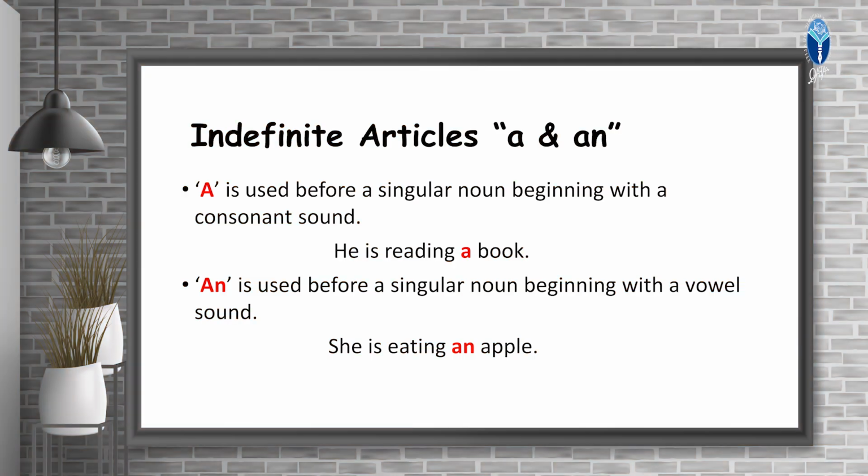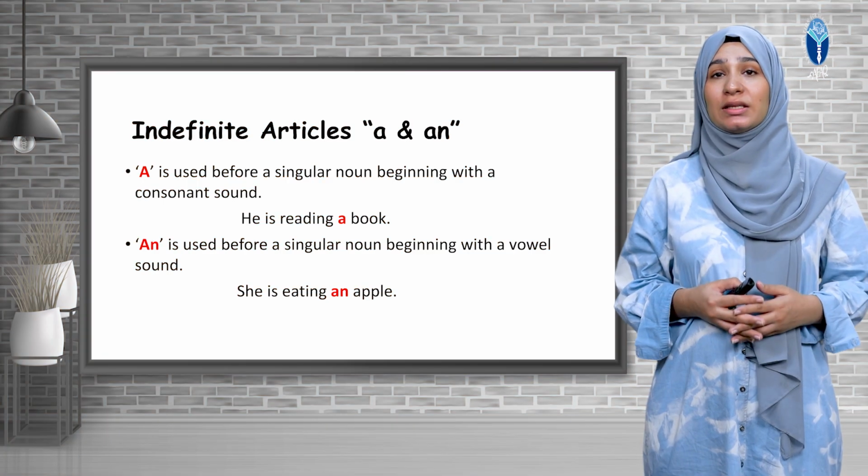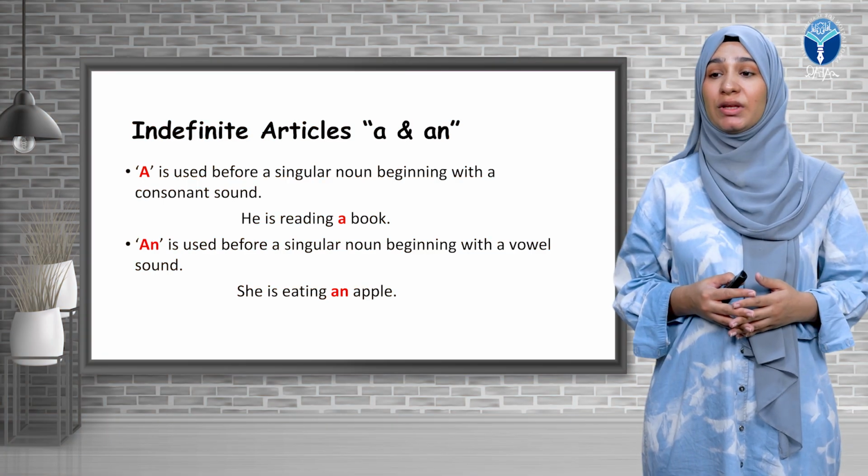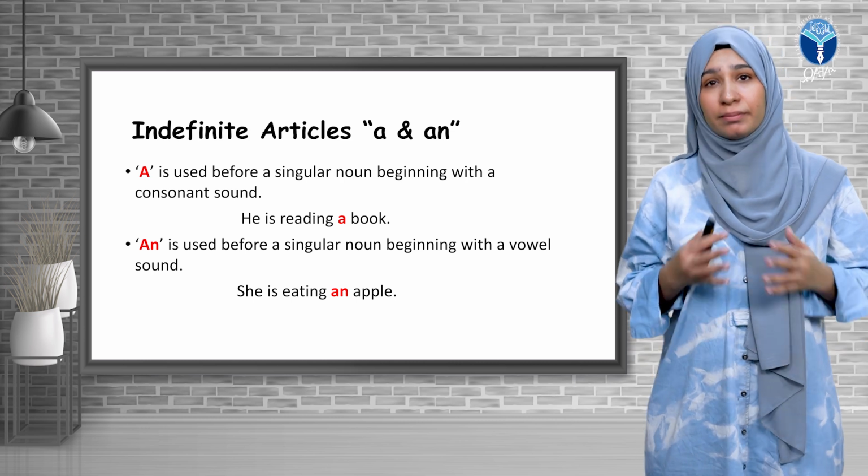Yes, students, you are very right. A book, very good. I am going to give you an example. He is reading a book. In this sentence, a is an article. And we are using a because the word book is starting with the consonant B.